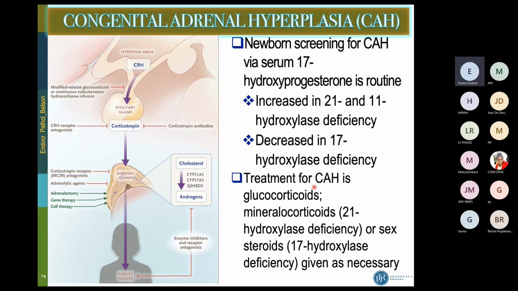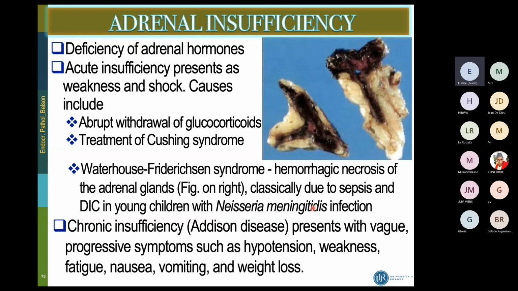So the treatment for this is to give glucocorticoids. Mineralocorticoids also may be given, but this depends on the reason, on the problem which is there. So adrenal insufficiency also can happen, and this diagnosis is made when there is a deficiency in adrenal hormones, not only one hormone, but all of them. So it will mean that the whole adrenal gland is defective, no longer working.